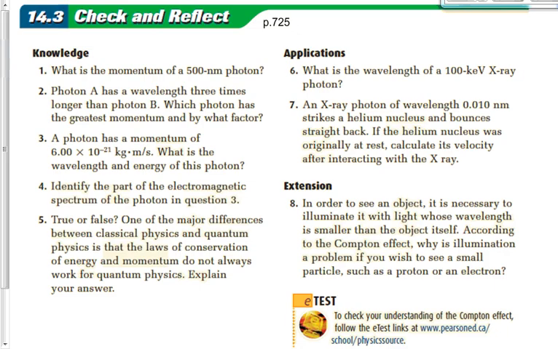I'm going to give you some questions here, not to work on in class, not even assigned as formal homework, but just if you're looking for more questions to work on the Compton Effect as practice, page 725, number 1 to 7 will work for you.